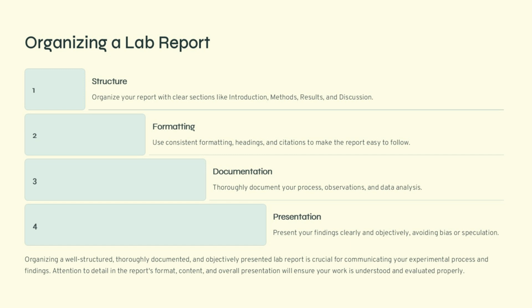The structure of a lab report is crucial. It should have clear sections like introduction, methods, results, and discussion. Formatting is important too. Use consistent headings, citations, and other formatting to make the report easy to follow. Thoroughly document your process, observations, and data analysis. This provides important context and transparency. Present your findings objectively and avoid bias or speculation. The goal is to communicate your work clearly and accurately.